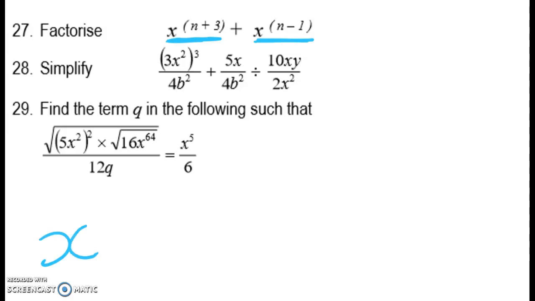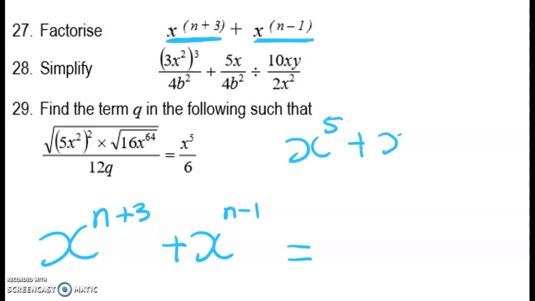So let's now look at this one here. We've got x to the power of n plus 3 plus x to the power of n minus 1. So the brackets aren't really doing anything here, we can just get rid of those. So think about what we did when we had x to the power of 5 plus x to the power of 7. The highest common factor was the lower of these two numbers. So which number is lower here? Is it n plus 3 or is it n minus 1? Well, it's n minus 1.